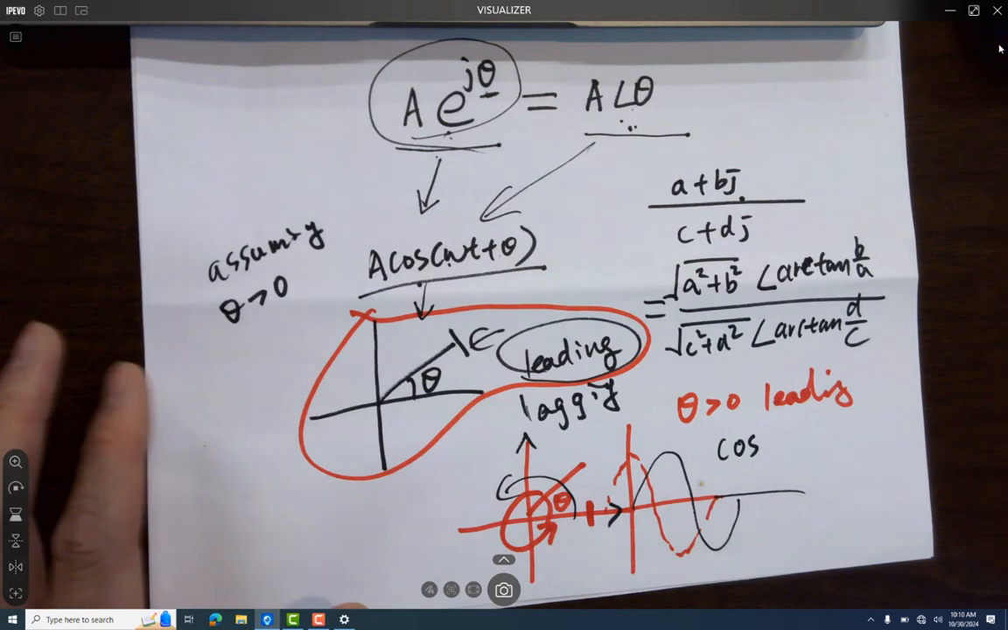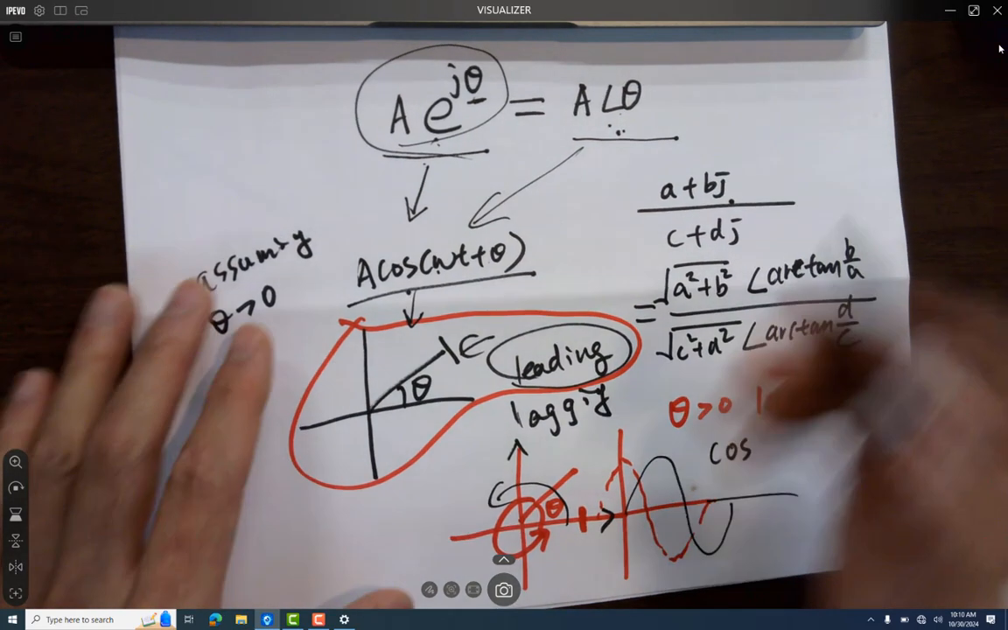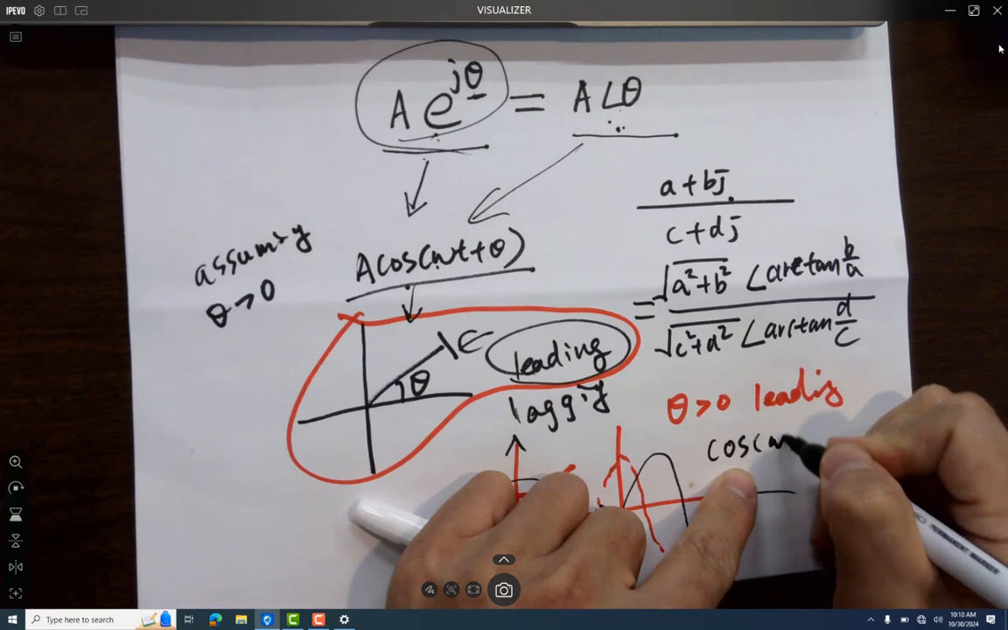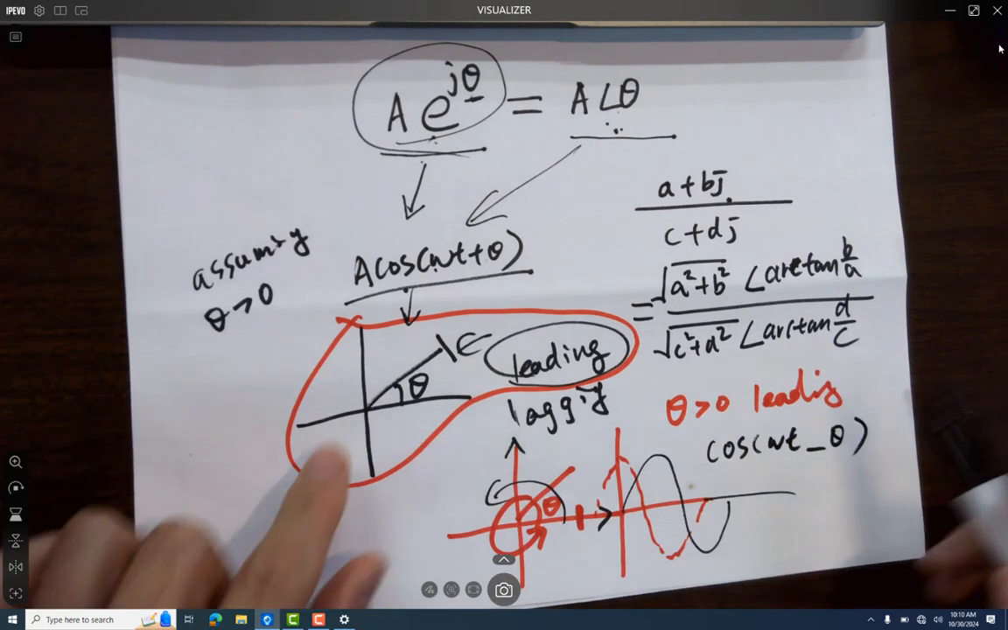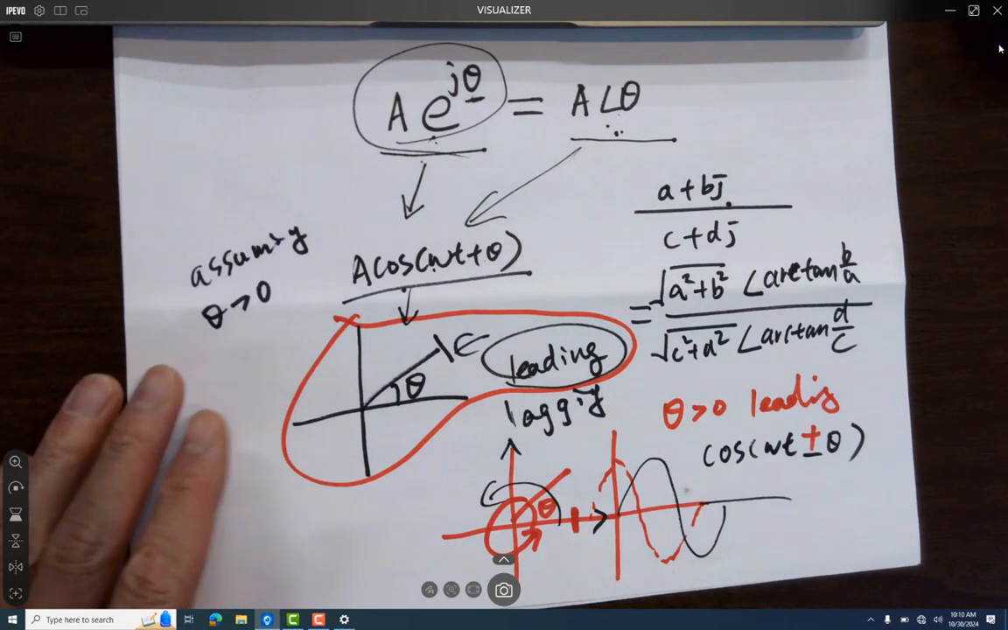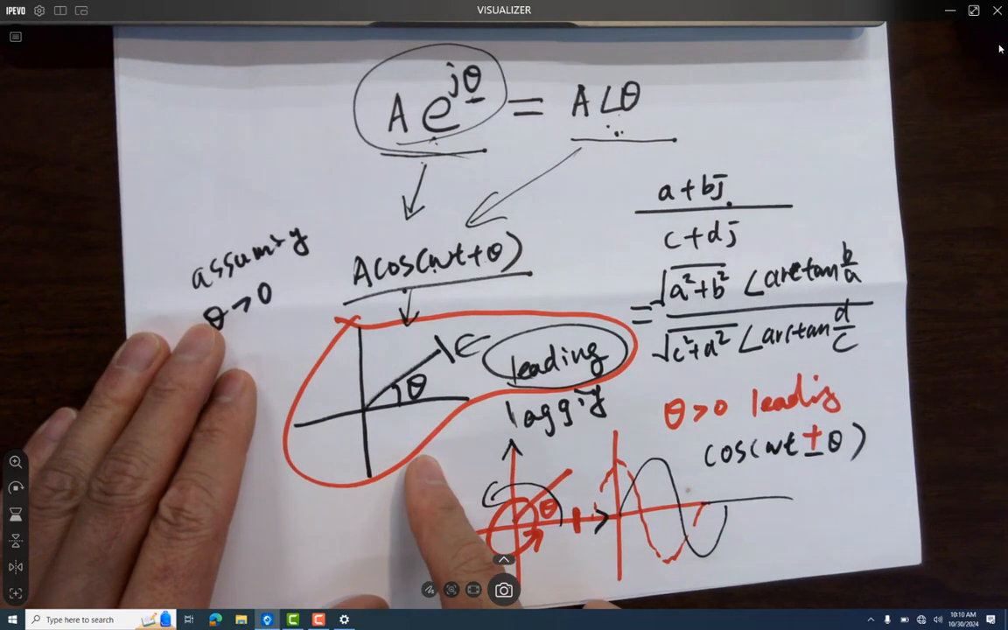Let me finish this first. Cosine of omega t plus theta. So plus is what? Left or right? Left. Leading or lagging? Leading. Okay? If I tell you I want to shift the cosine wave to the right by theta, do you want to add theta or minus theta? Shift to the right. Minus. Leading or lagging? Lagging. The angle will shift to the bottom of the x-axis, right?